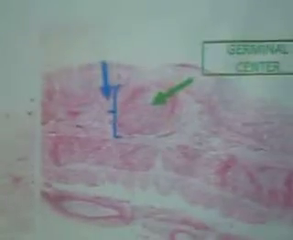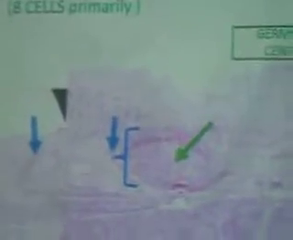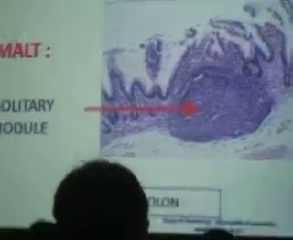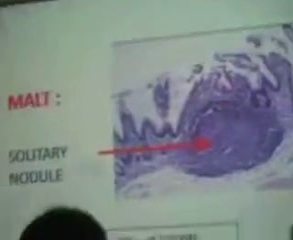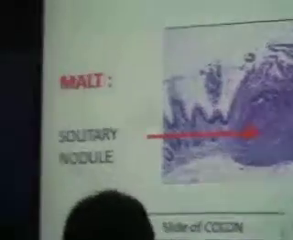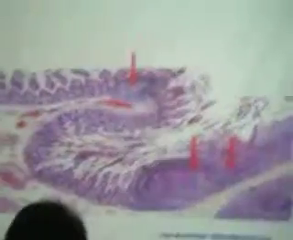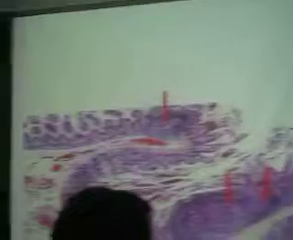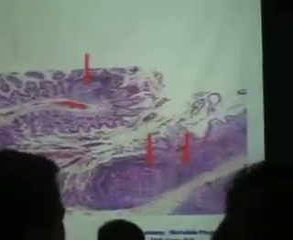For each lymphoid nodule, again, you have your germinal center. Solitary nodule. You'll have more of these solitary nodules in the colon. You can't miss it in the colon. In the jejunum, towards the terminal part of the jejunum, you could either have the solitary one or you may have the start of your Peyer's patches.